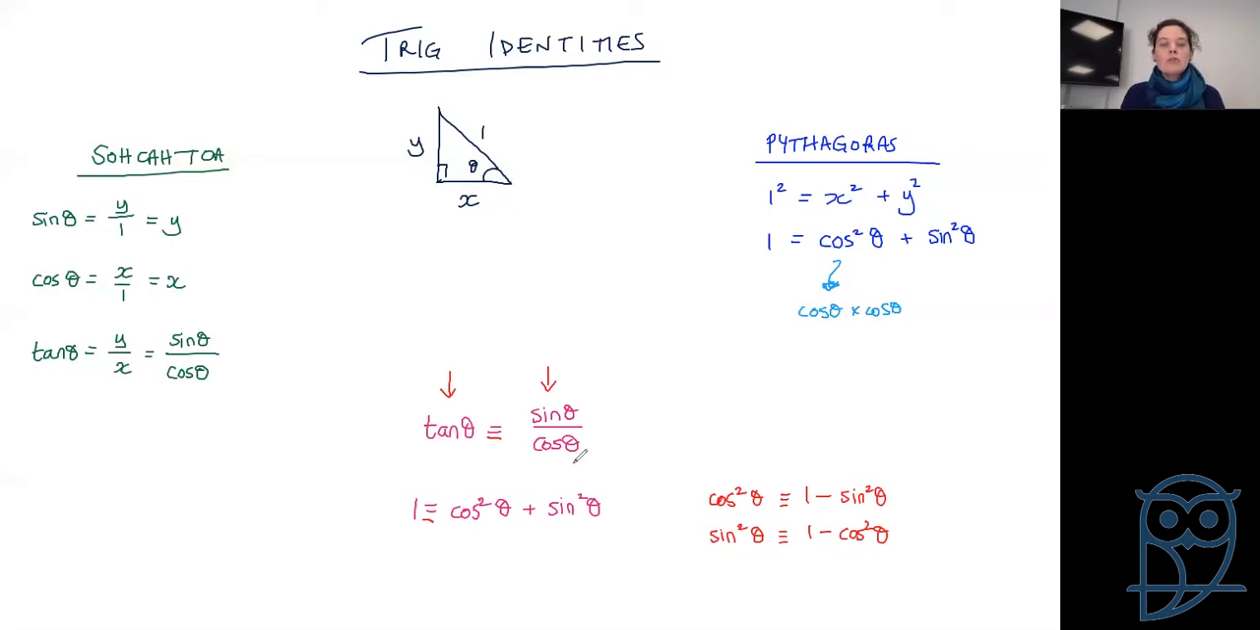Remember, when we want to solve an equation, we need to have only one function present. Sometimes our trig equations don't have one function to start with, and we've got to manipulate them so that we do have one function so that we can solve the equation. So our aim of the game when it comes to trig identities is to replace and to simplify.